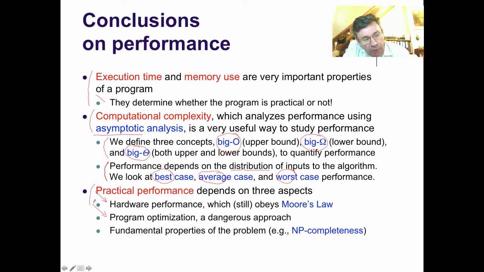A second point is program optimization. If your program is too slow, you can replace an algorithm by a more clever but possibly more complex algorithm. This is a very seductive thing to do, but in fact it's very dangerous and it should be resisted as much as possible.